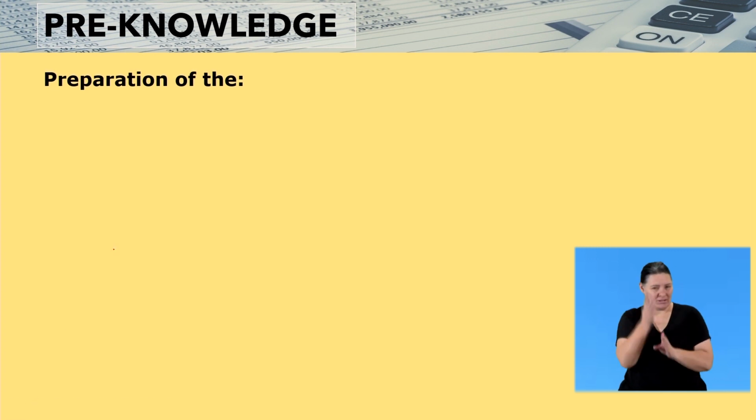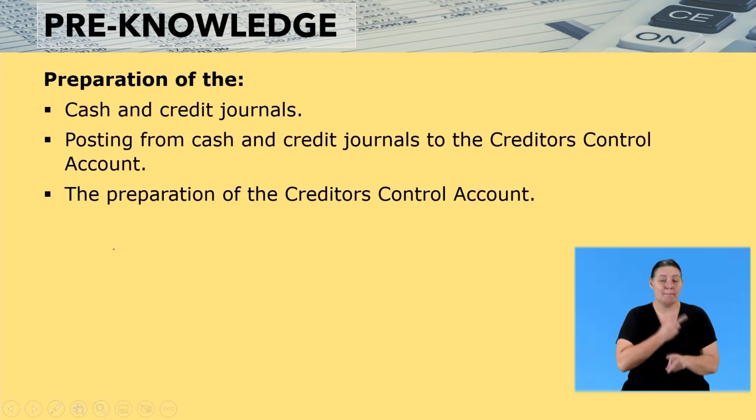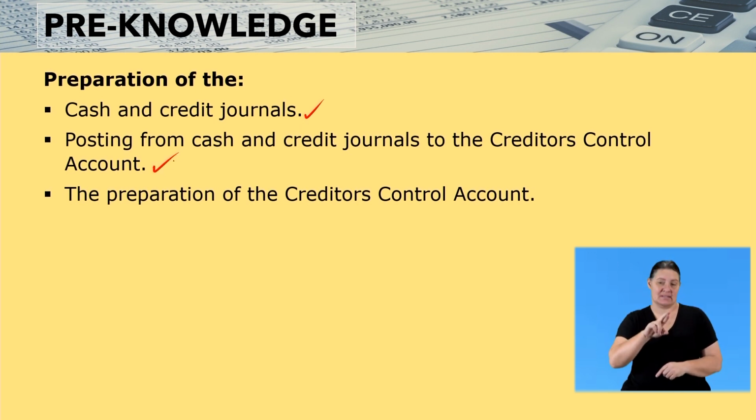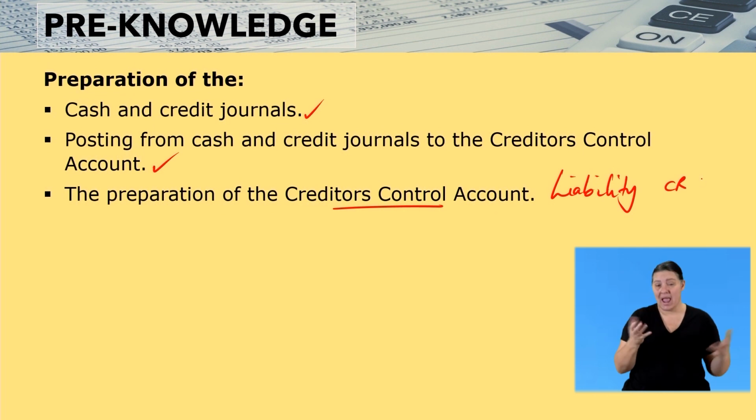Here is the knowledge that you already have. The preparation of the cash and credit journals, we have already done this, the CRJ, the CPJ. We also did your CJ, your CAJ. You're also aware of posting from cash and credit journals to the creditors control account, and you're also aware of the preparation of the creditors control account. Remember, it is a liability account. That means it will increase on the credit side.